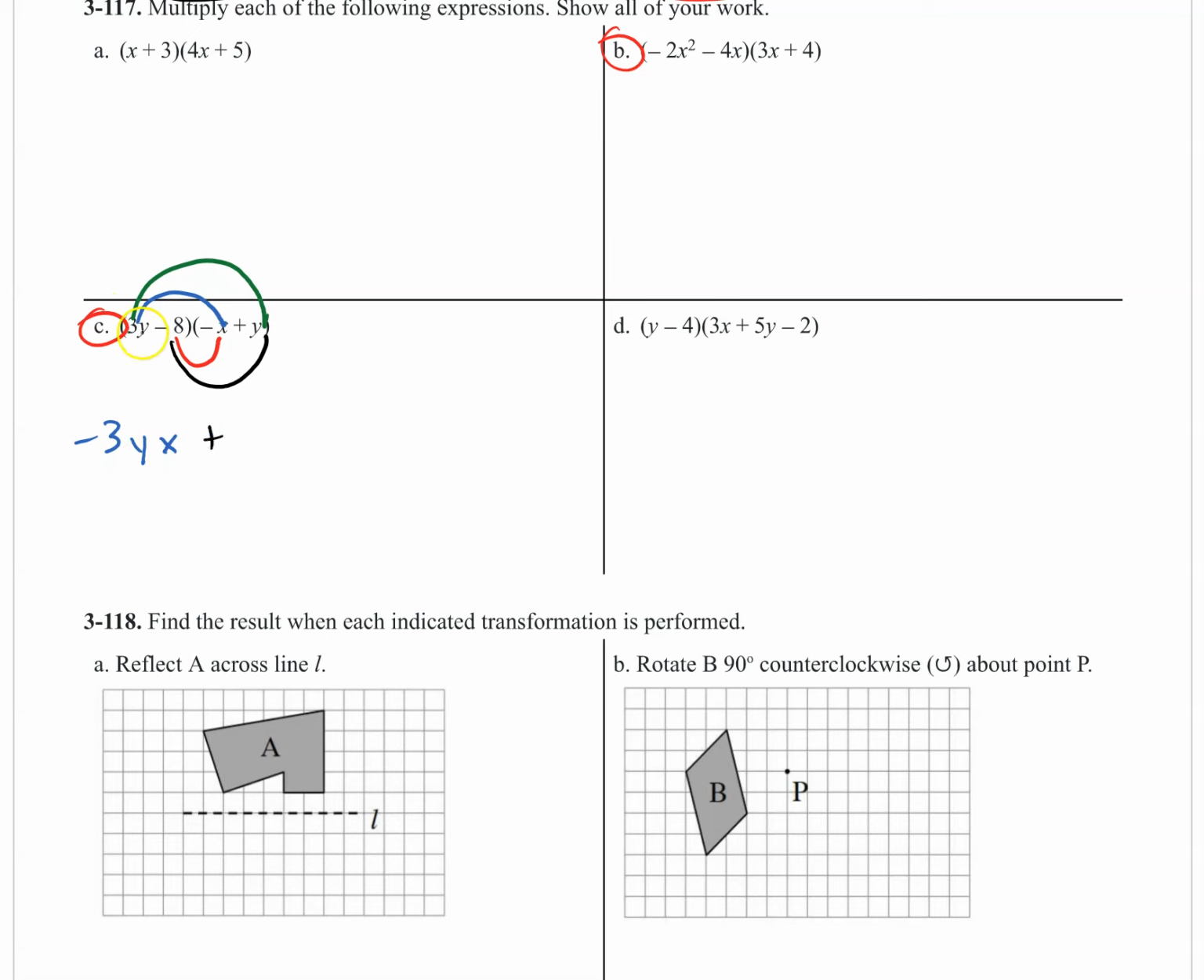Okay, and then we have the green one, 3y times y, and 3y times y is 3y to the power 2. Okay, and then we have negative 8 times negative x. A negative times a negative is positive. 8 times x is 8x. Plus negative 8 times y. So we have a negative times a positive, so it's going to be a negative. And then 8 times y, that's just 8y, negative 8y. Alright, so you can search through these, but none of them are like terms. So this is our answer.